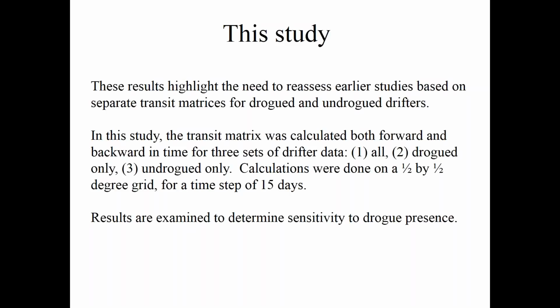So what I've done is I've recalculated the transit matrix for, again, all drifters. That's been done before. I'm not going to show a lot of those results here. But separately, only for drogued drifters and only for undrogued drifters. And we'll redo some of these previous studies. And I did the transit matrix calculation on a 1/2 degree by 1/2 degree grid for a time step of 15 days. And if you're wondering how long that takes to crank through the entire drifter data set, it was about 5 days to calculate this transit matrix for these 3 cases.